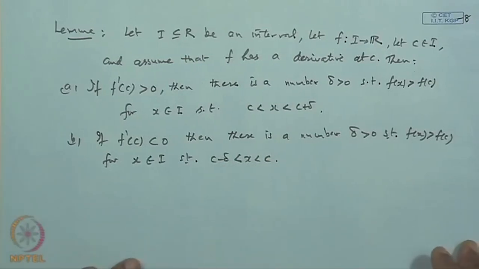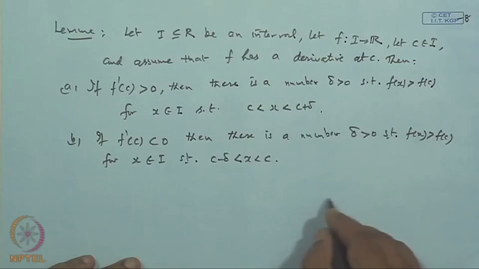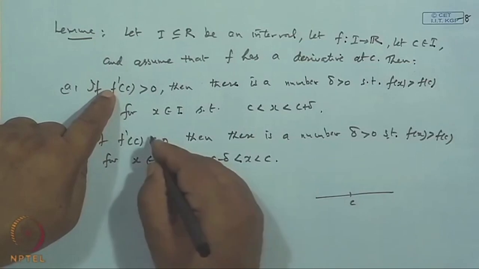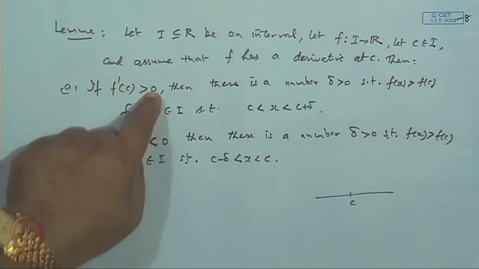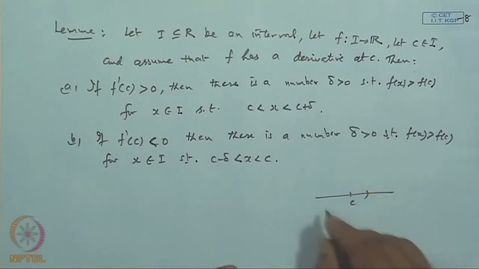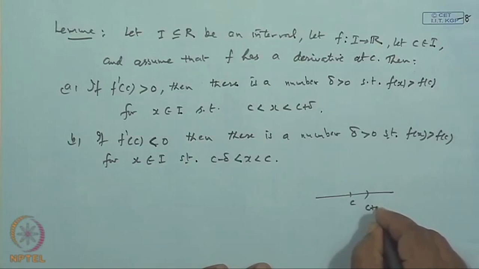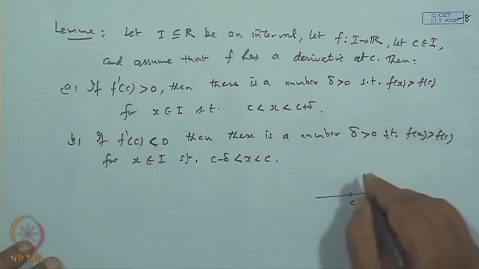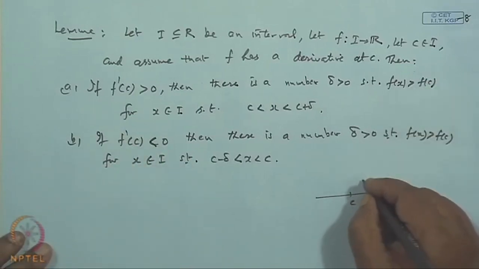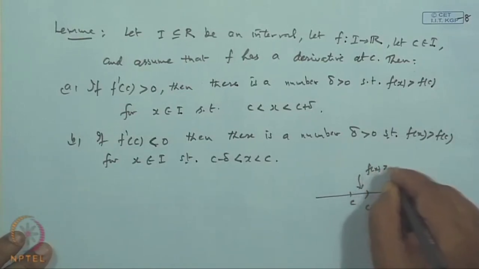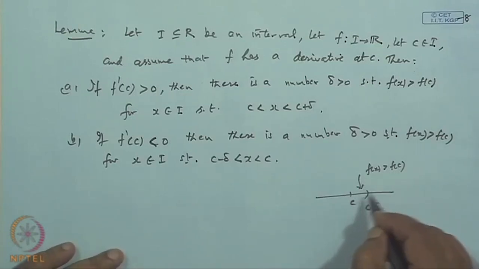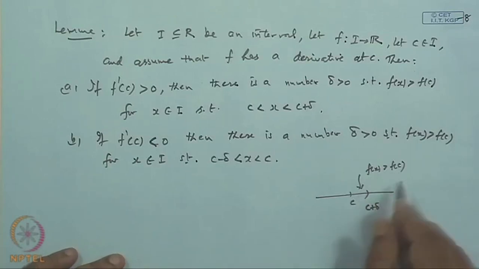So what it says is, suppose f is a function and I is an interval, c is a point belonging to it, and the function has a derivative at this point. Now if the derivative is strictly greater than 0, then we can always find a right hand side neighborhood of this c where the function f of x will always be greater than the value at the point c. So in this interval, the function f of x will always exceed the value at the point c. It means that f of c behaves as the lowest point in this interval if the derivative is positive.